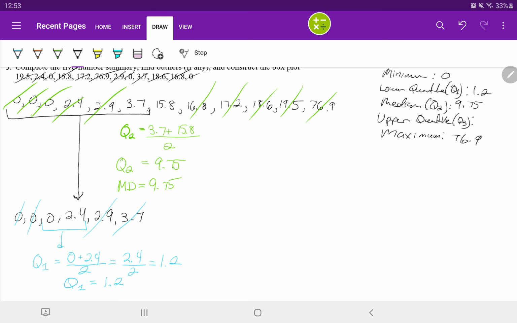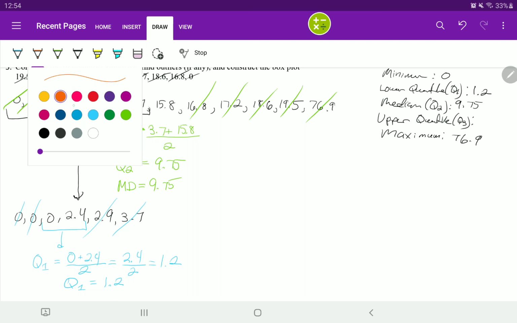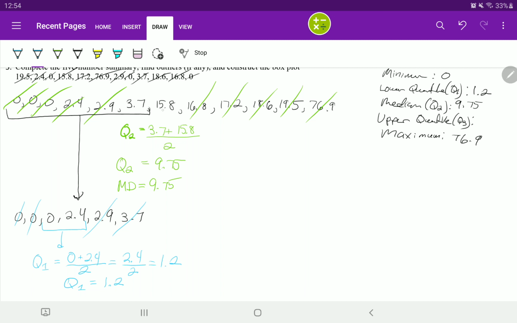To find your third quartile or your upper quartile, you're going to do the same thing as we did with the numbers below the median, but to find the third quartile, you take all the numbers that are above the median. So numbers that are larger than 9.75, and find the median of those numbers: 15.8, 16.8, 17.2, 18.6, 19.5, and 76.9. And let's find the median of those values.